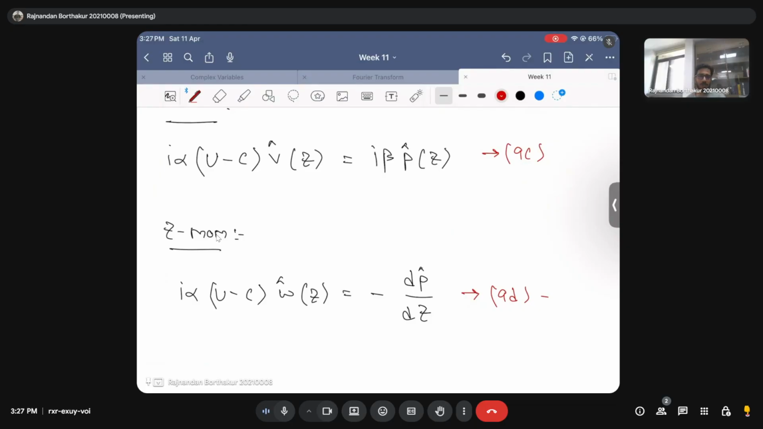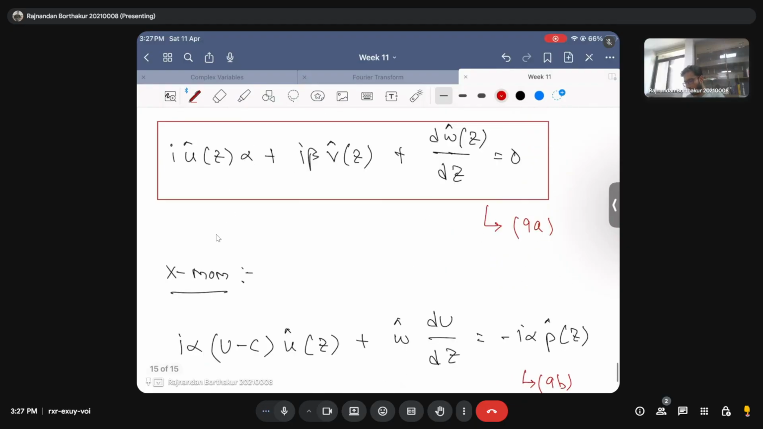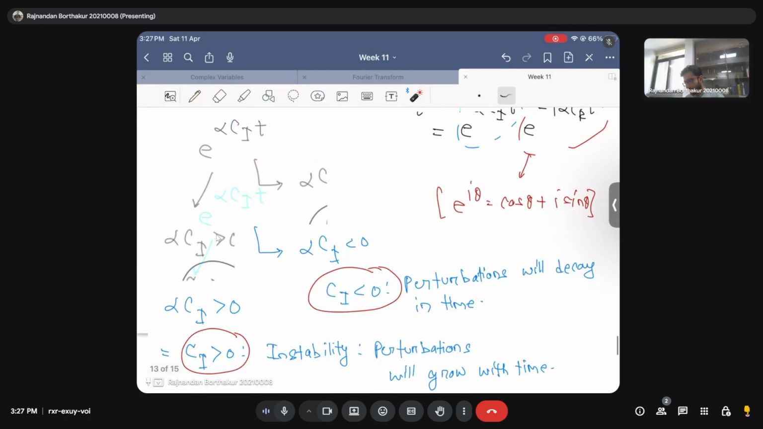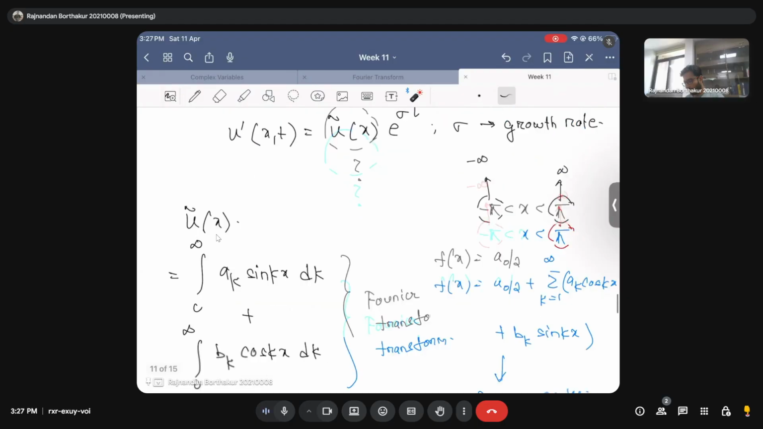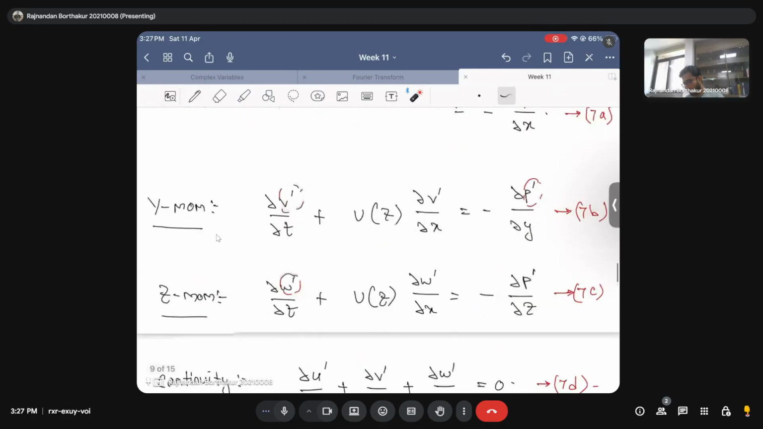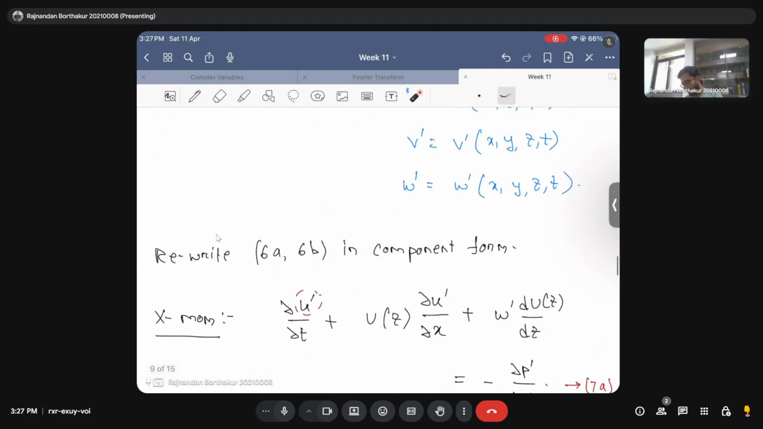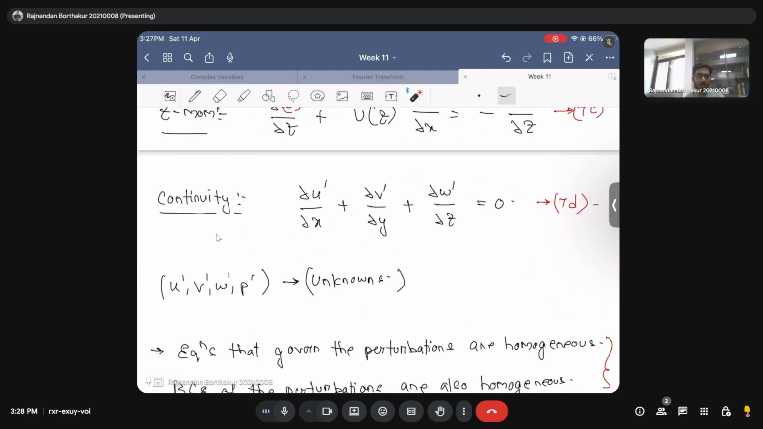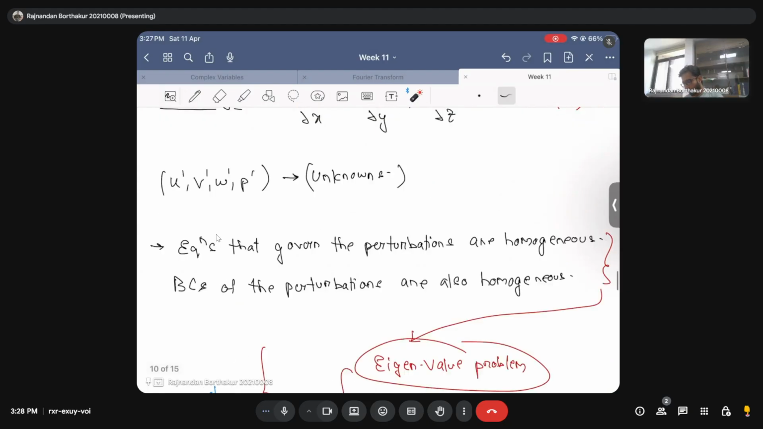So I hope you understand what we basically did here. All we did is we just considered these normal modes and substituted them into these equations. The x momentum, the y momentum, the z momentum, and the continuity. I showed you the algebra for the continuity. Similar algebra follows for the x, y, and z momentum, and I believe you can do that substitution at your end. Okay. All right.